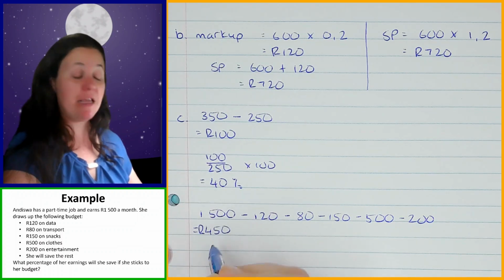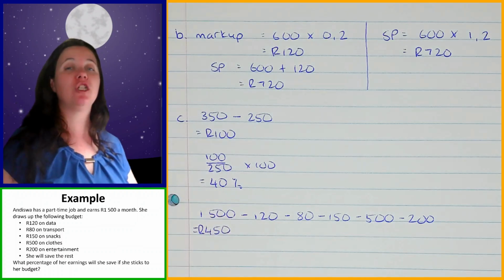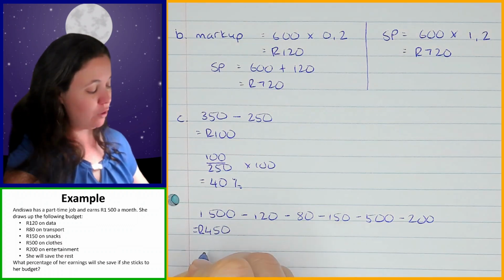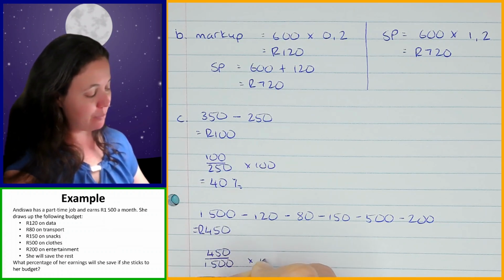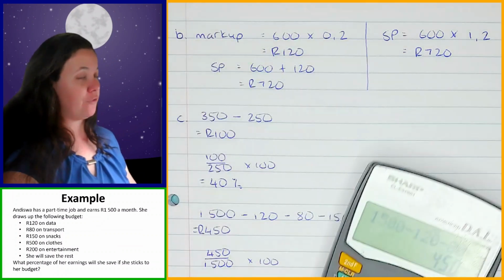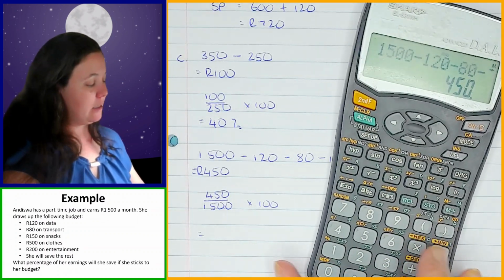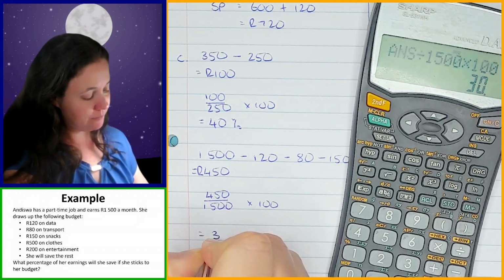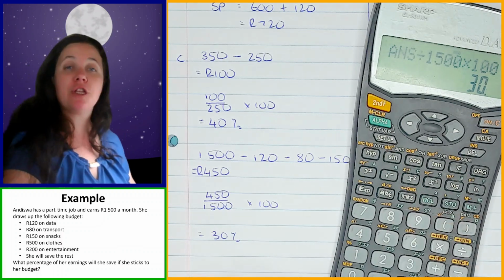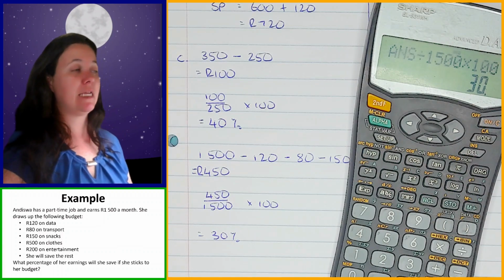So now we know how much money she's left with. So that is how much money she plans on saving. So now we're going to work that out as a percentage of the original amount of money that she started with. So it's 450 out of her total earnings, which is 1,500. And we multiply that by 100 to get a percentage. So 450 divided by 1,500 times 100 gives us 30%. So that means that she is planning on saving 30% of her total income. So if she sticks to her budget, that's how much she will save as a percentage.